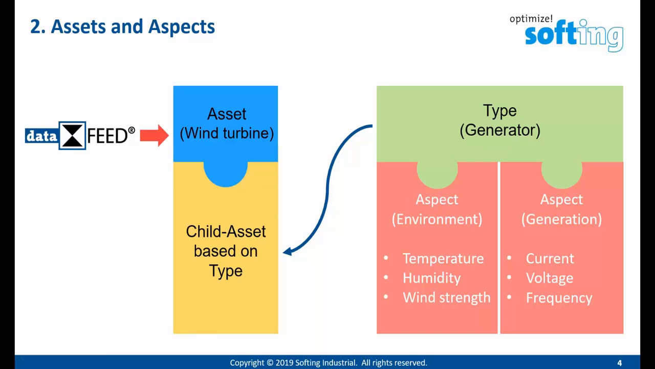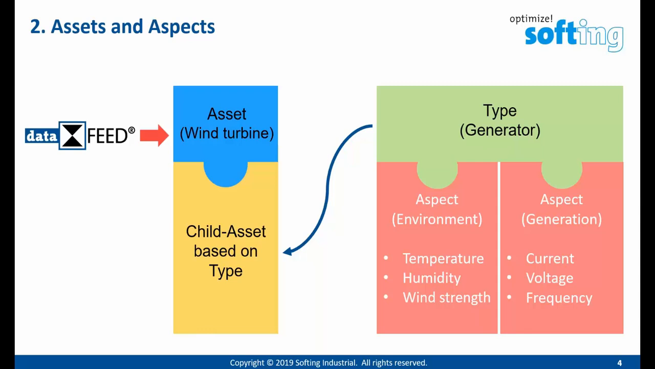So my generator type consists of two aspects. One aspect is called environment, the other is the generation, and the generation aspect, for example, contains the produced current, the generated voltage, and also the frequency. It doesn't have to be two, it could be more, so a type can consist of more than two aspects, could be 5 or 6. This is up to the customer.